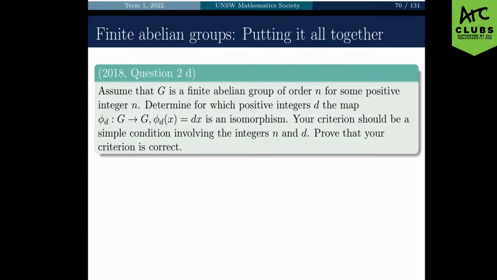Basically, we're assuming that G is a finite abelian group of order n for some positive integer n. And we've got a map pi_d such that pi_d(x) is equal to dx. Remember, this is not a product, it's x plus x plus x by itself, d times, because we're working in an abelian group. We want to work out when this is an isomorphism, and your criterion should be a simple condition involving n and d, and prove that your criterion is correct.